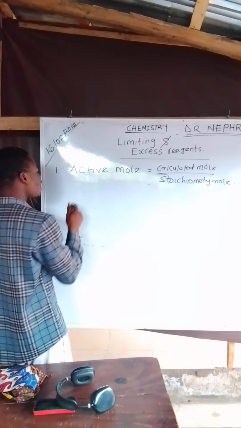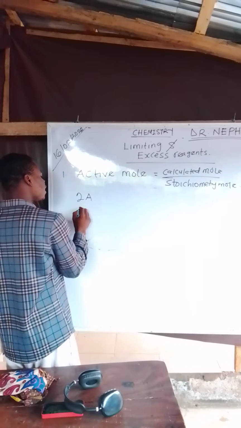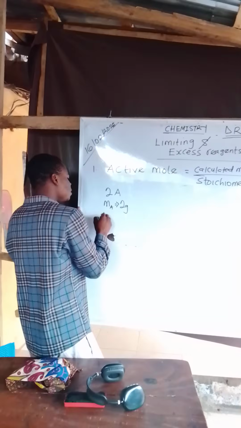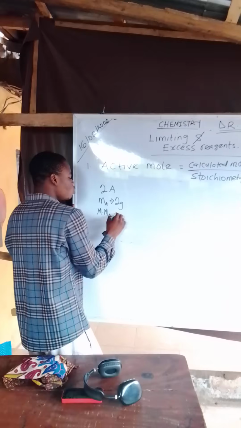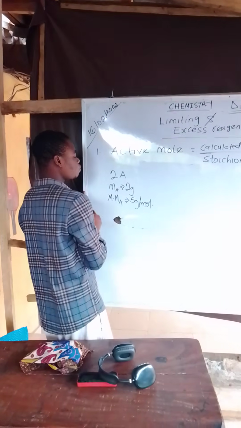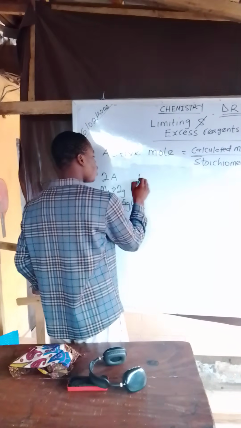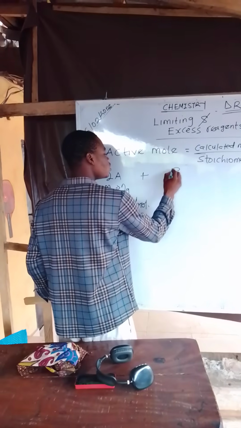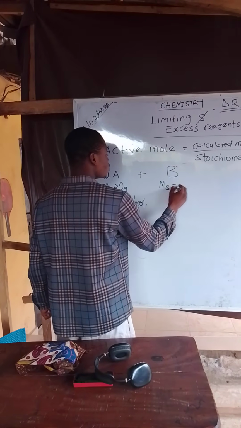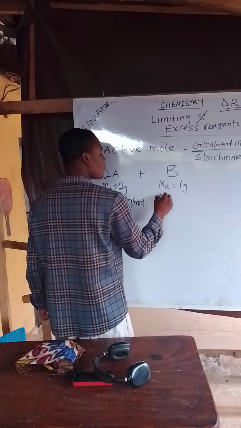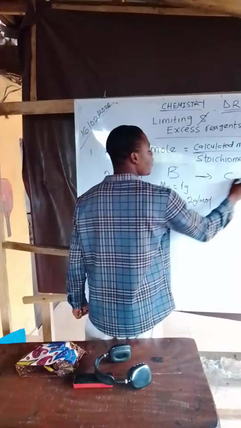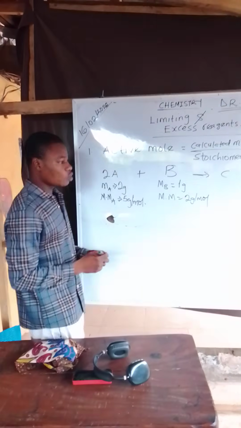Now, imagine I have 2A and you are given the mass of A to be 2 grams, and the molar mass of A is given to be 5 grams per mole. Plus B. We are given the mass of B to be 1 gram and the molar mass of B to be 2 grams per mole, to give us C plus D. Please listen very well.